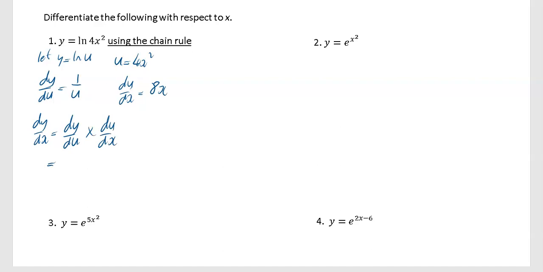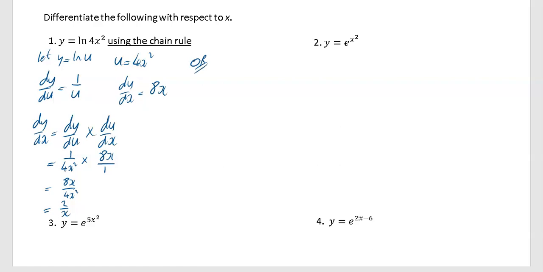And then multiply those two things. First of all, I'm going to write my dy by du in terms of x. That's 1 over, instead of 1 over u, I'm going to write 1 over 4x squared. And then my du by dx, I'm going to write as 8x. Maybe it makes it a wee bit easier for you to see if you write it as 8x over 1. And then top line becomes 8x. Bottom line is 4x squared. And that can tidy up as 2 over x.